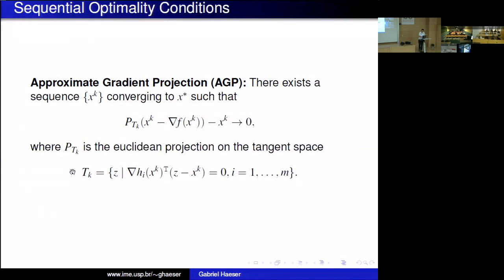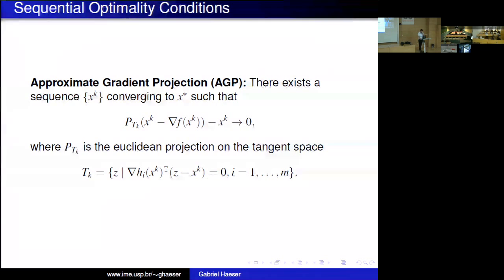So note that this condition is also associated to a parameter epsilon k that goes to zero. It's this term here. And this set tk that you are projecting is simply the linearization of the constraints. Here, to define this, I'm simplifying the feasible set to only have equality constraints.